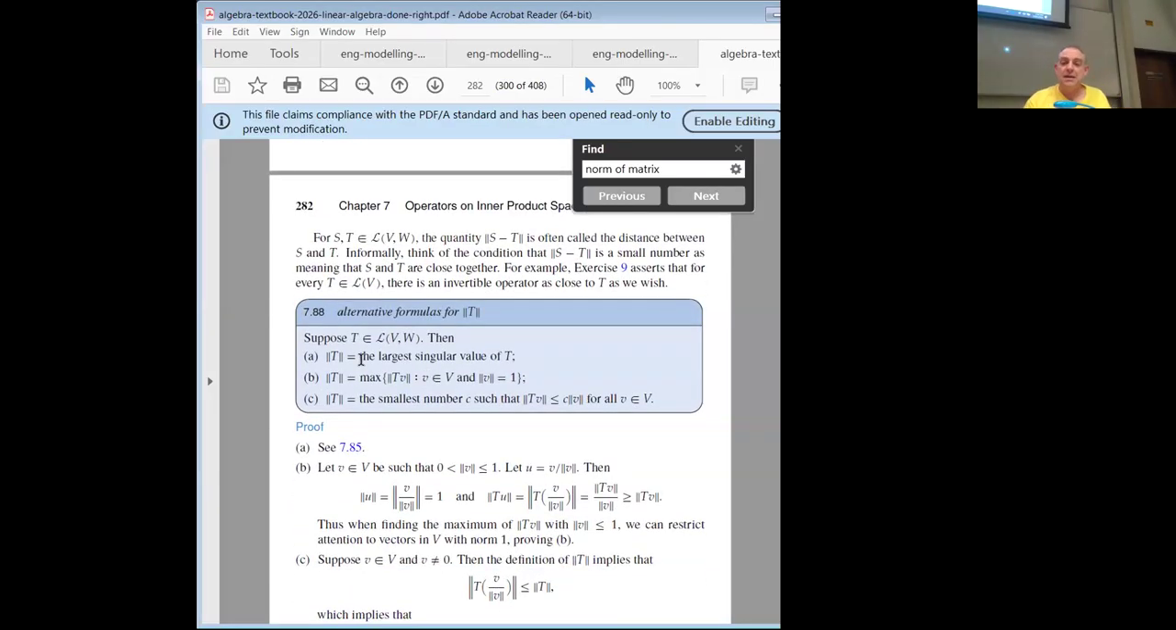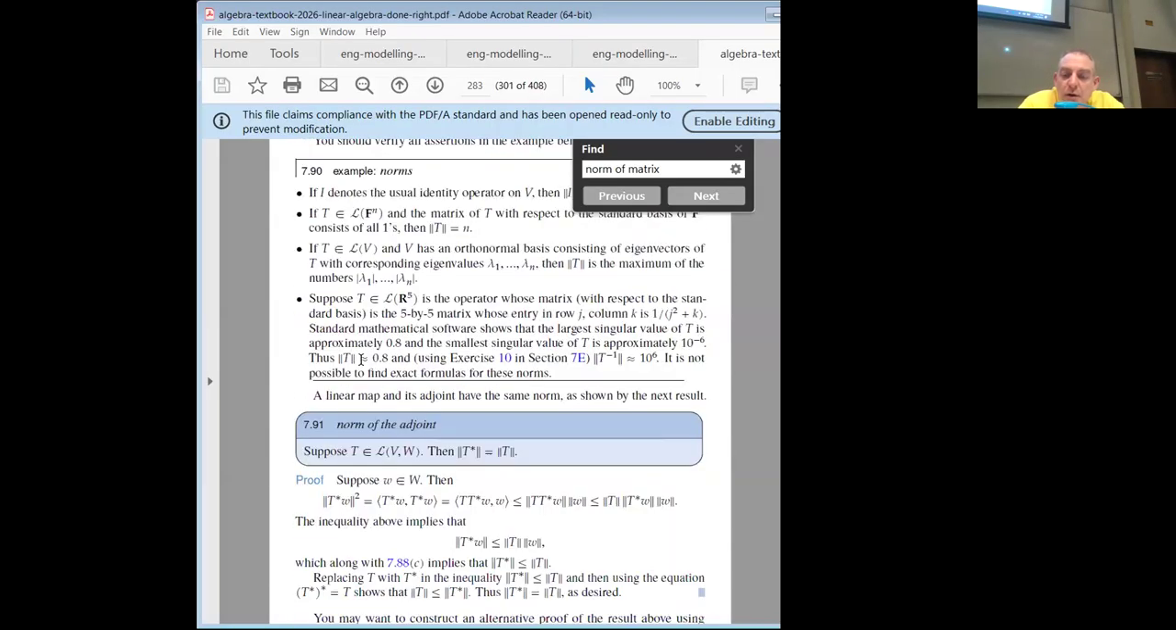Oh, amazing! It's the biggest singular value. So the length of T is the biggest singular value. So in our story here, the length of T is definitely 3. Like the norm of T. Right. We're so close to something.